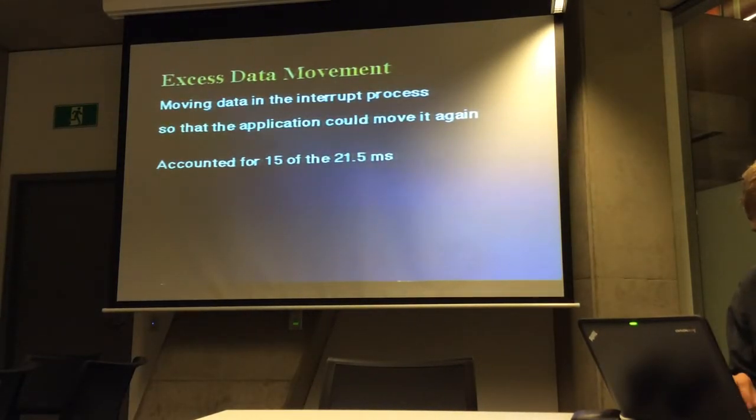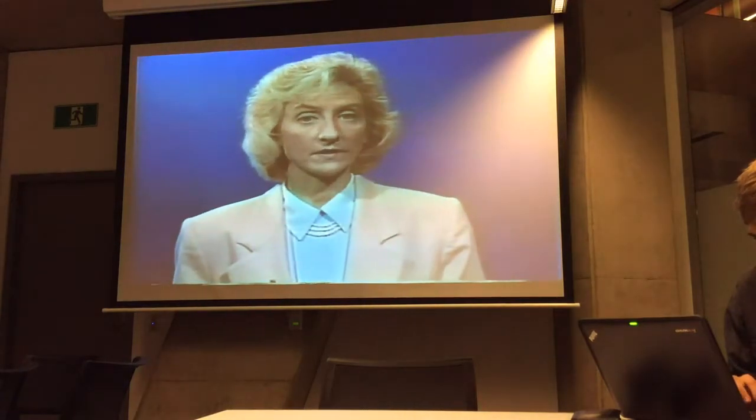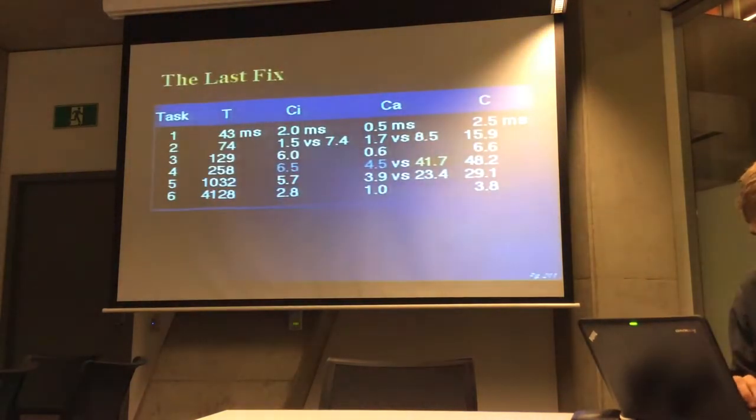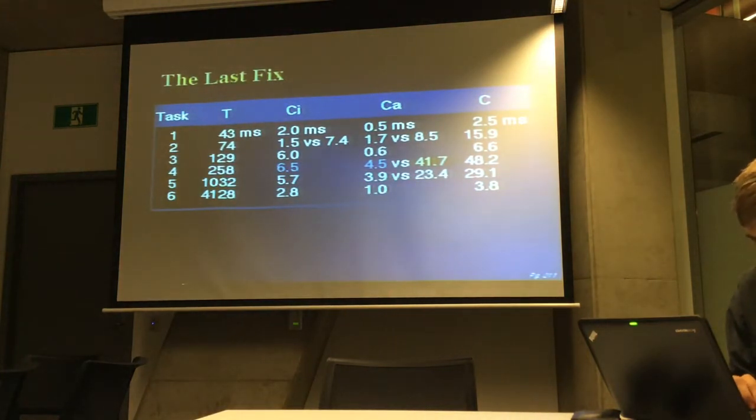They were able to take 15 milliseconds worth of processing out of the interrupt handler and move it to the application part. That made task 4's application time increase to 41.7, but the application moved this additional data using the new technique of only 1K at a time. So although the application process increased by 15 milliseconds, the task as a blocking factor stayed at 4.5, and the interrupt processing was reduced to 6.5.